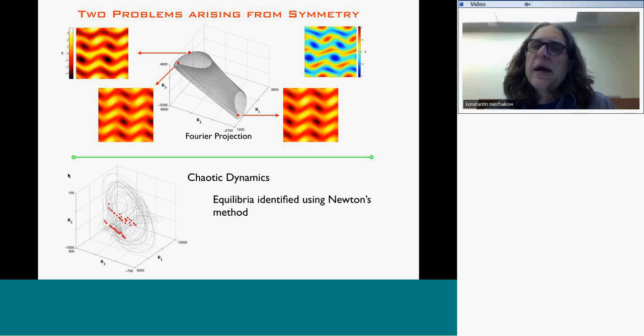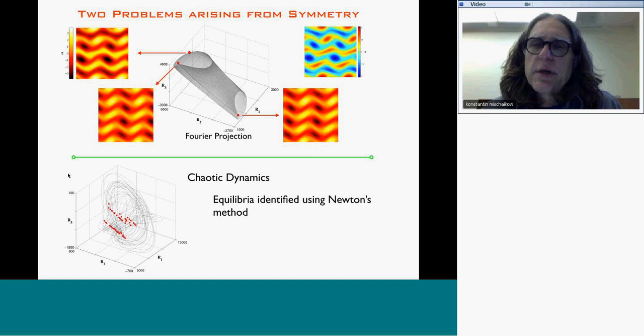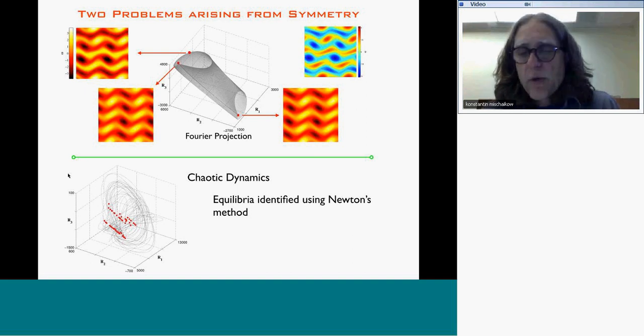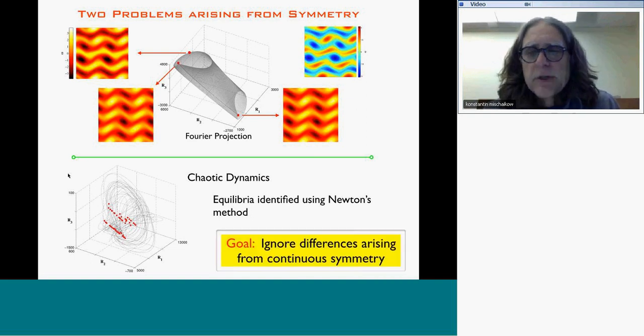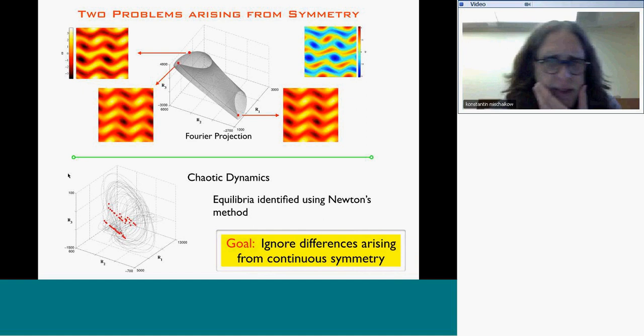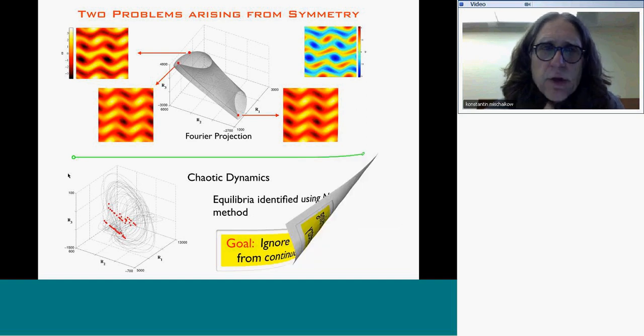So if there's one fixed point, there has to be at least S1 of the fixed points. I don't want to count circles of fixed points where I think of two points on the same circle as being different. I want to distinguish them up to these symmetry classes. So in both cases, what I'd like to do is ignore the differences arising from continuous symmetry, and of course that's exactly the kind of thing that we think persistent homology should be able to do a good job at.